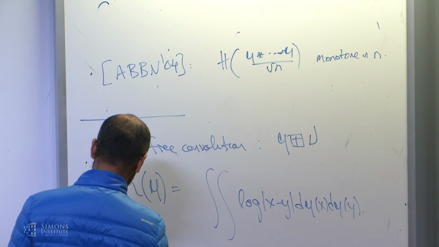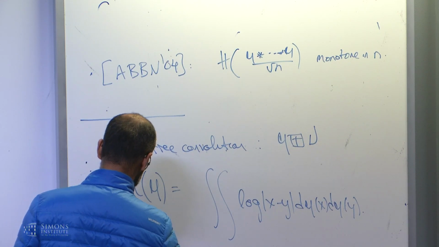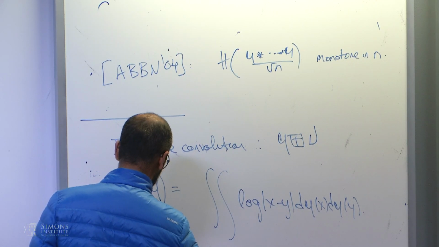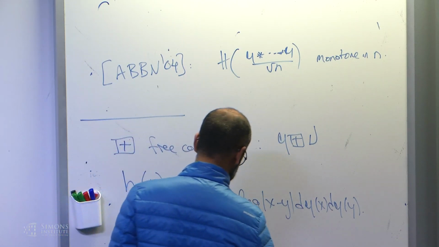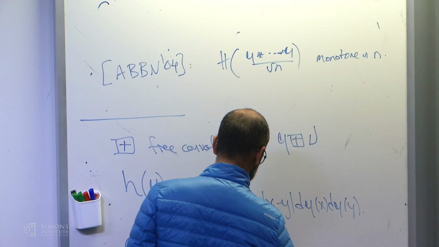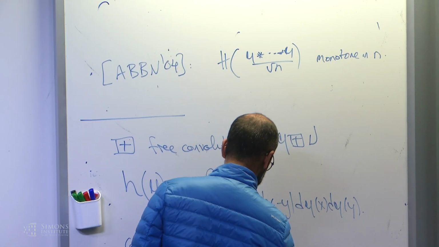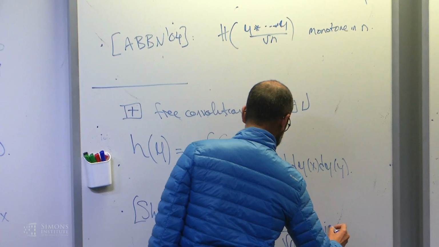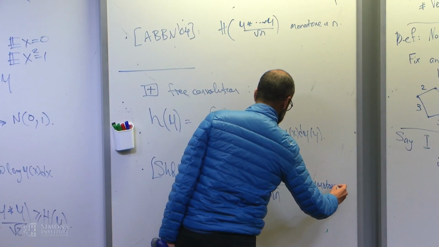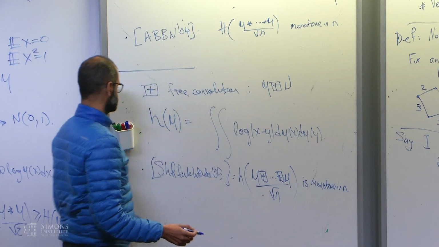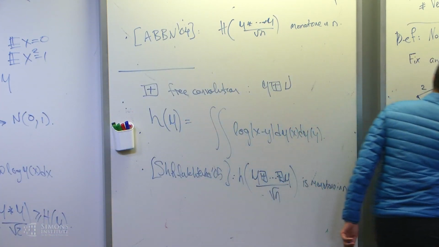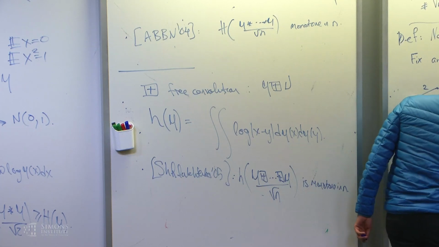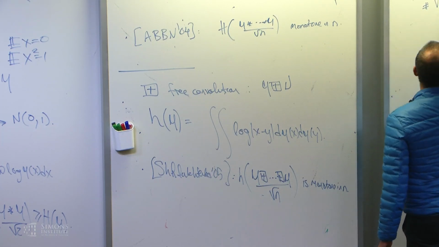And there's a result of Shlyakhtenko from 2005, which proves that if you now play the same game but with the free convolution, it's still true. So you look at the free convolution of some compactly supported measure, and you look at the free entropy, this is also monotone increasing in n. And in this case, the appropriate limiting distribution is the semicircle law, which maximizes the free entropy subject to variance. Okay, so Shlyakhtenko's conjecture is that the same thing is true for finite free convolution, which is what we saw some talks about.